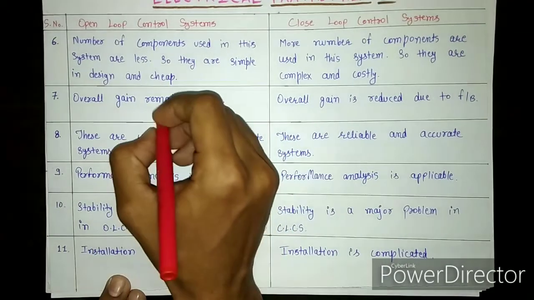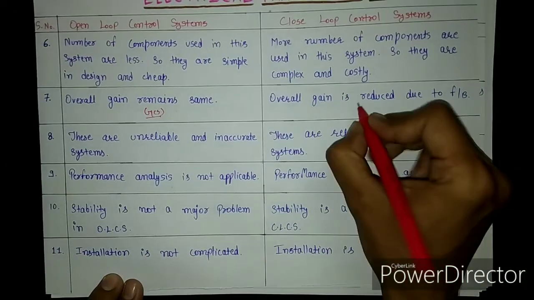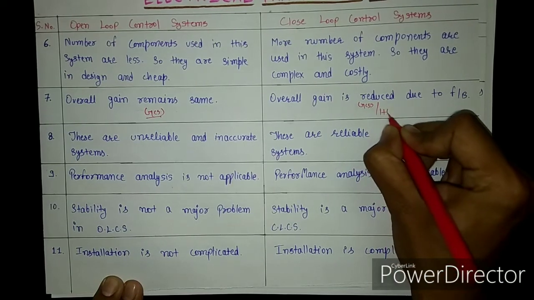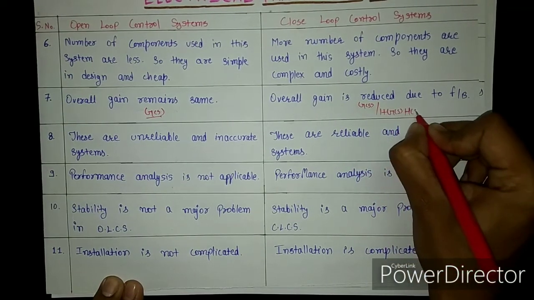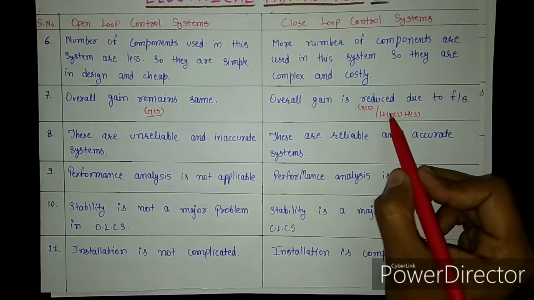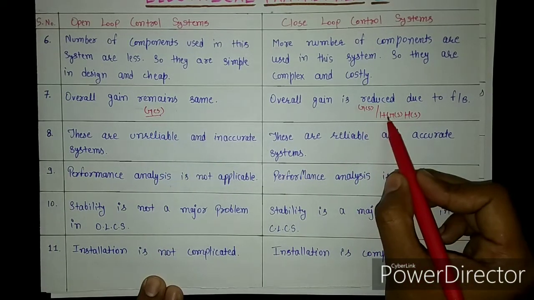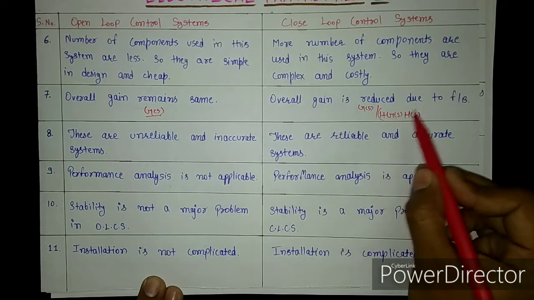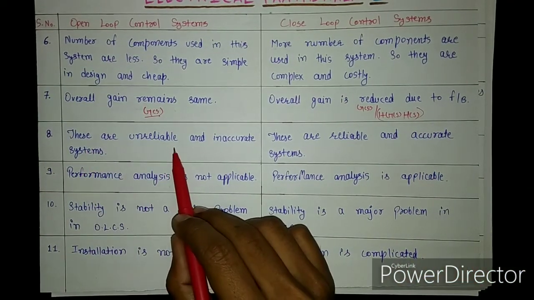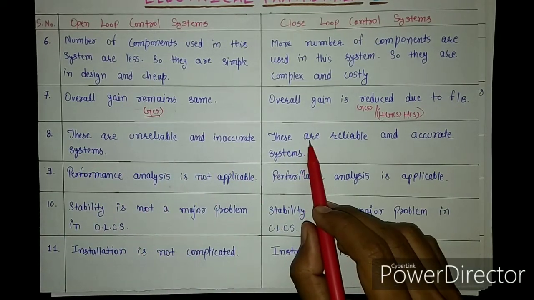Next difference is the number of components used. In an open loop control system, a smaller number of components are used, therefore the design is simple and they are cheap also. But in closed loop control systems, more components are used, so they are complex in design and costly also. In an open loop system, the overall gain remains the same. What was the overall gain of an open loop control system? G(s). So this remains the same, but what was the overall gain in a closed loop control system? G(s) by 1 plus G(s)H(s). So in closed loop systems, overall gain is reduced due to feedback. You can see here the overall gain is G(s), here G(s) by 1 plus G(s)H(s). So the overall gain is reduced by this factor.